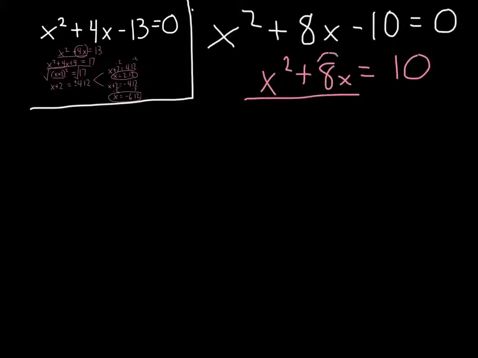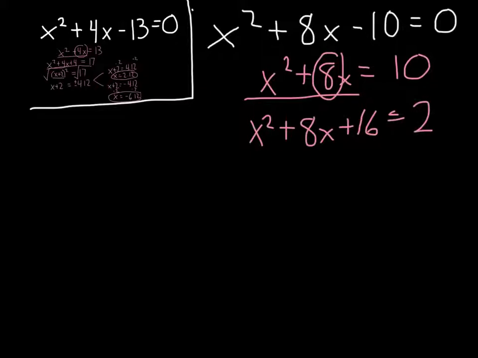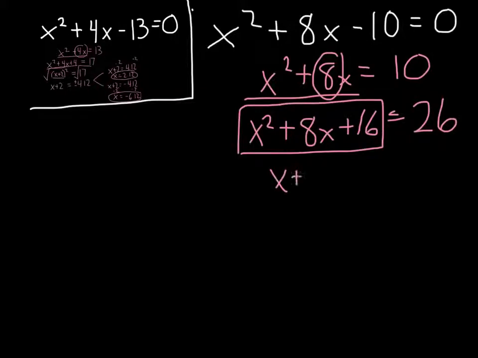I look at this and I say, well, half of 8 is 4, so I'm going to square that, and I'm going to add that 16, which is what 4 squared is. X squared plus 8x plus 16 is equal to 10 plus 16, which is 26. Now, once again, this thing is easily factorable because it's a perfect square. It'll be x plus 4 quantity squared, and that is equal to 26.